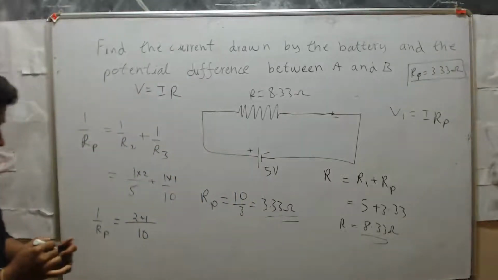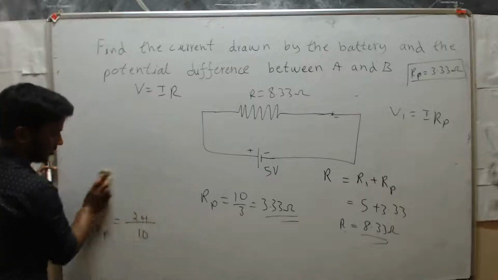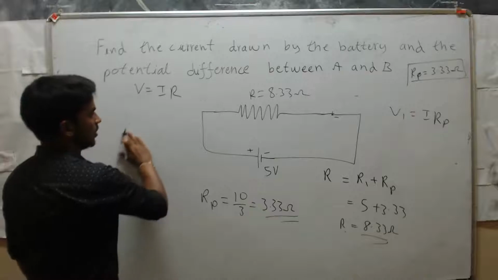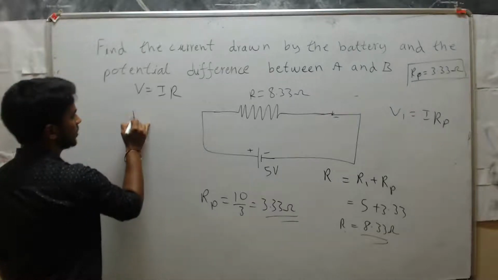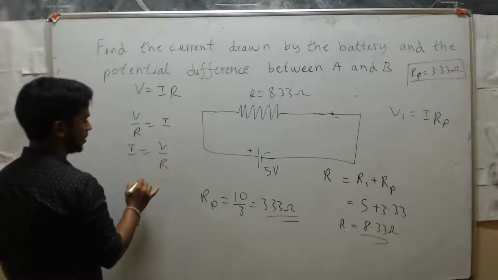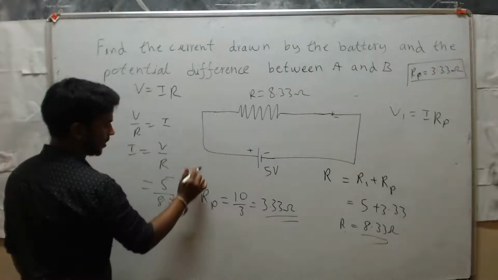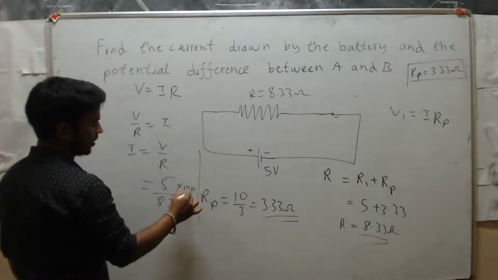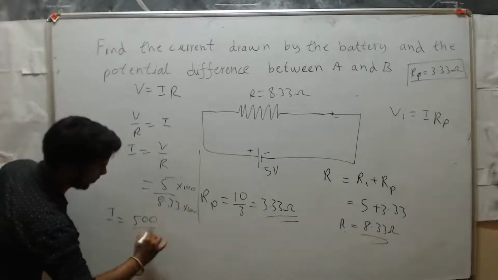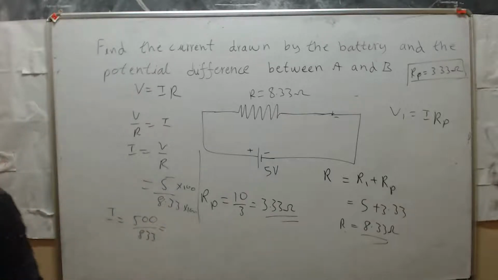Okay, now find out current. We need I, right? So V by R equal to I. We can write I is equal to V by R. So V value is 5 divided by 8.33. Okay. So better here multiply by 100 and divide by 100. That is I is equal to 500 divided by 833. So tell me what is the answer? I is equal to 0.